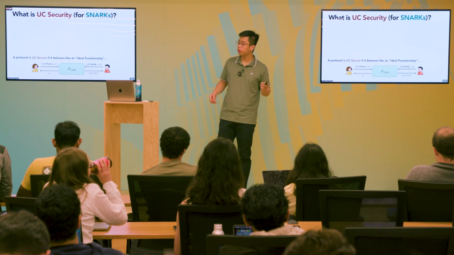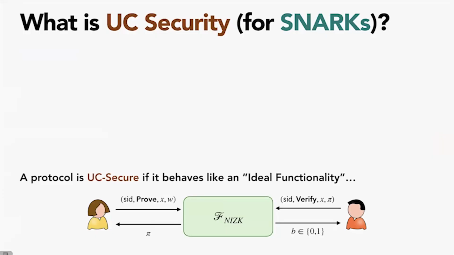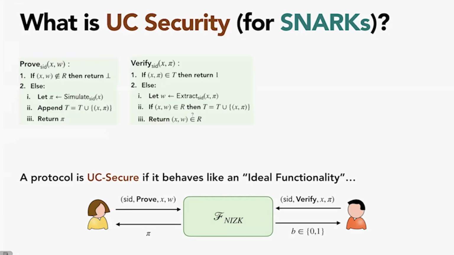And moreover, this ideal functionality should behave like the simplest version of a proof system that you can imagine. So it's going to look something like this. You want the prove and the verify algorithm to be as simple as possible. So what is the simplest thing that you can do? Well, when you prove something, you just assign this statement and witness pair to some string, right? The string is the proof, and you give the string back.